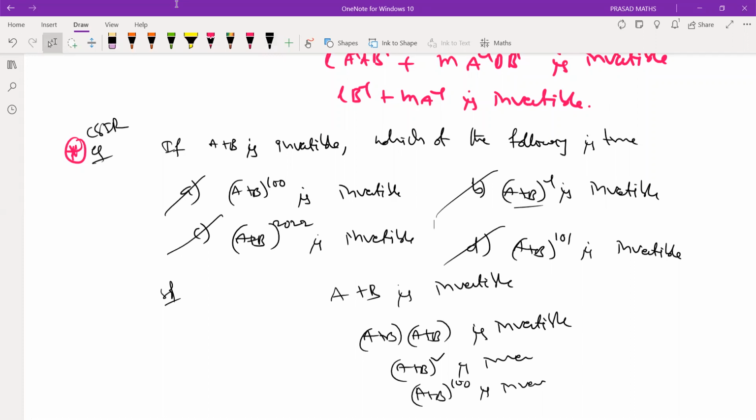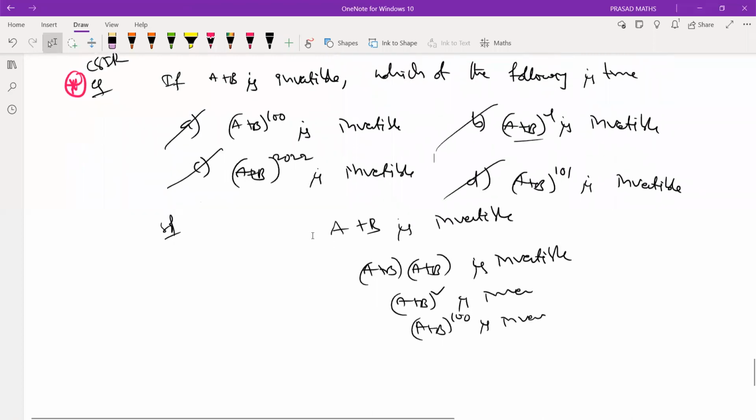A student asks about nilpotent matrices: nothing about nilpotent is given in the question. Invertible means the matrix is non-zero. It is not the zero matrix. A plus B whole power 100 is not zero. That is sure.